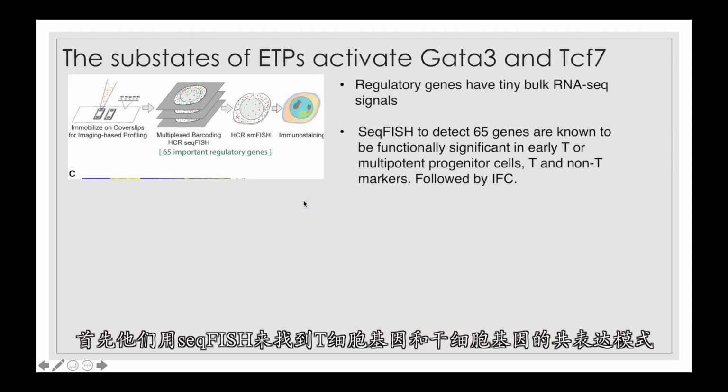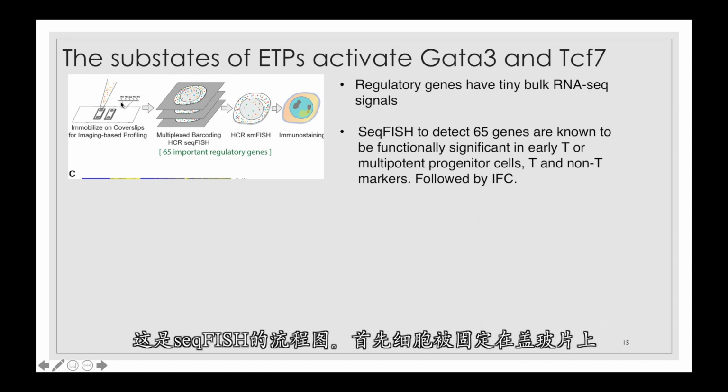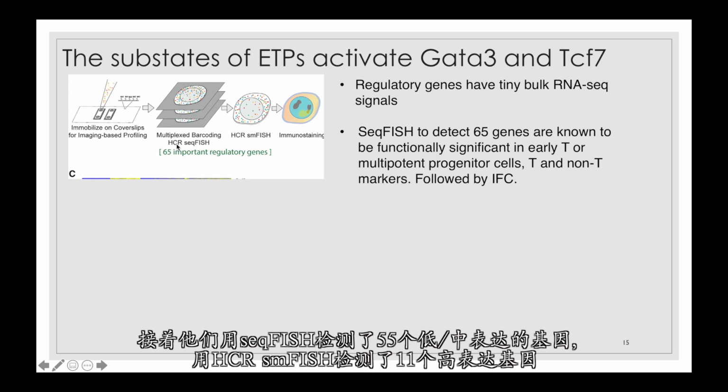Firstly, they try to use seqFISH to identify the co-expression pattern of the T cell genes and stem cell genes. And here is the workflow of this technology. The cells are first immobilized on the cover slip for imaging-based profiling, and after that, they use HCR seqFISH to detect 55 low and medium copy number RNAs in the individual cells, and use HCR-smartseq to detect the remaining 11 high copy number RNAs.